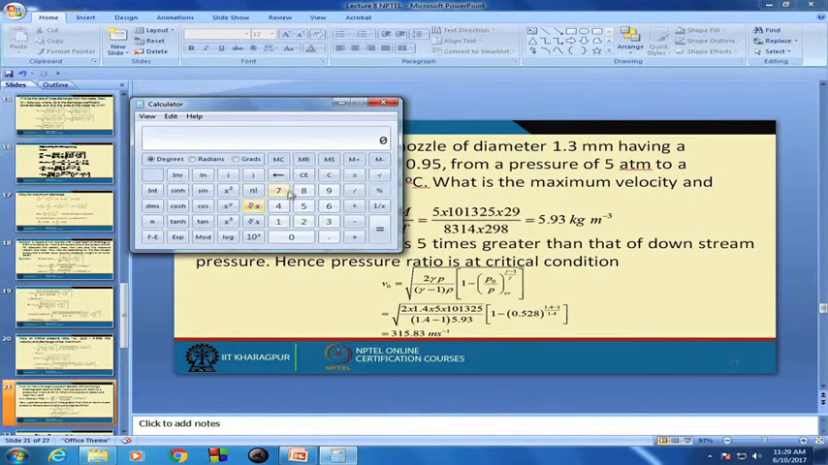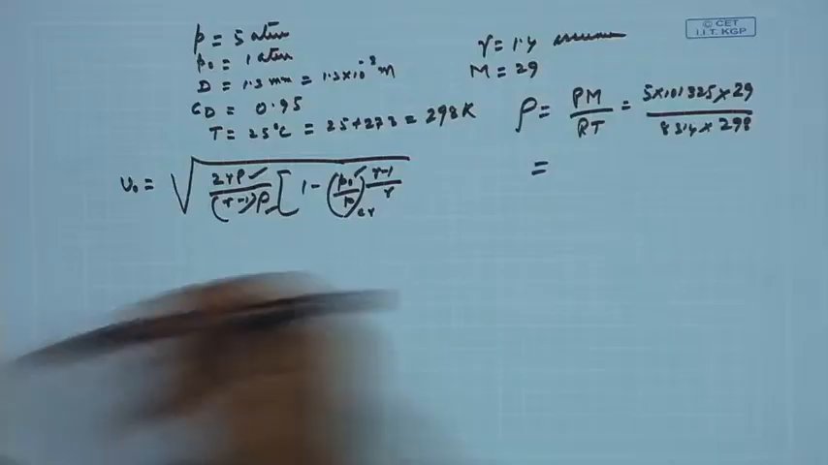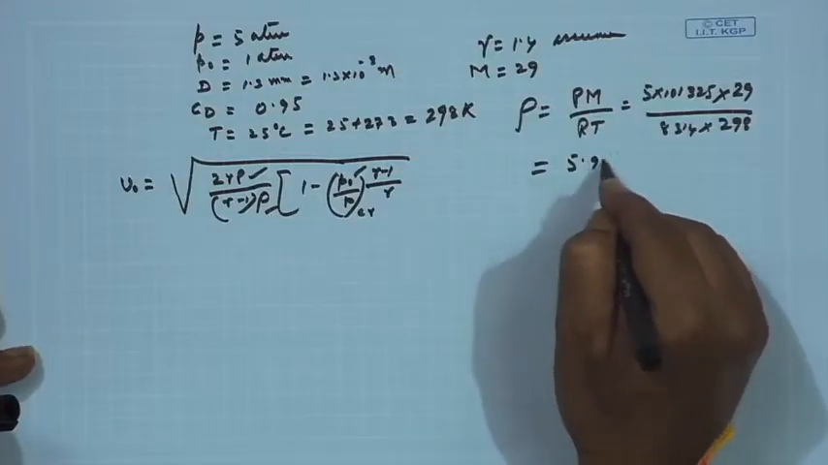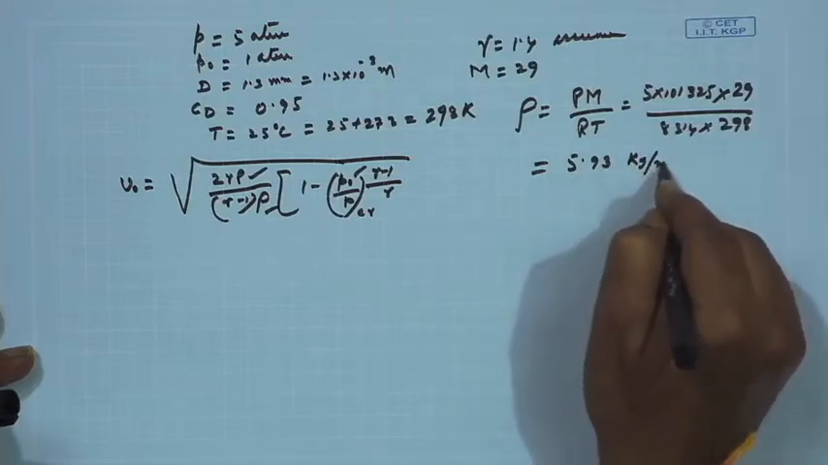Let us look into the calculator. 5 into 101,325 into 29, divided by 8314, divided by 298, is equal to 5.93 kg per meter cube.